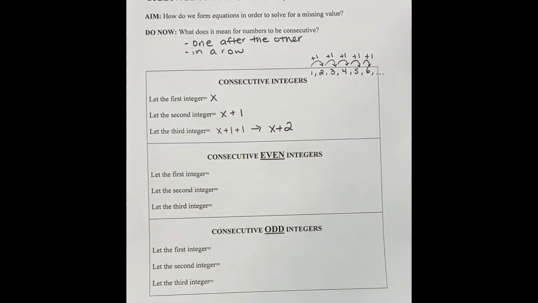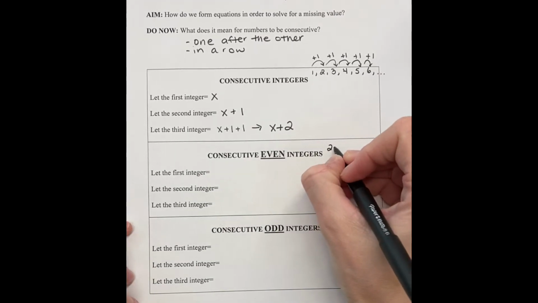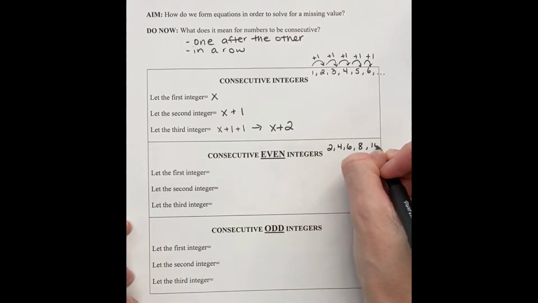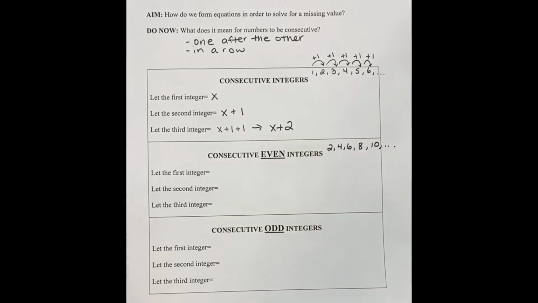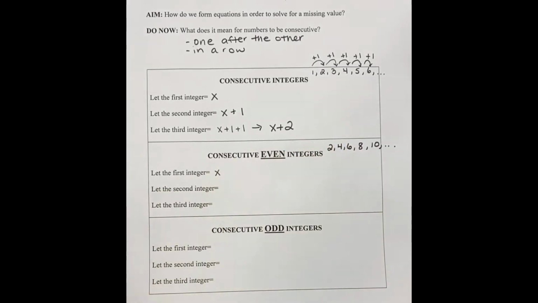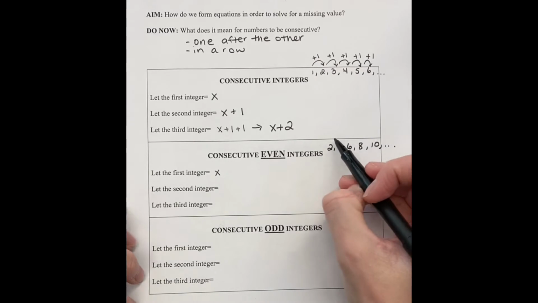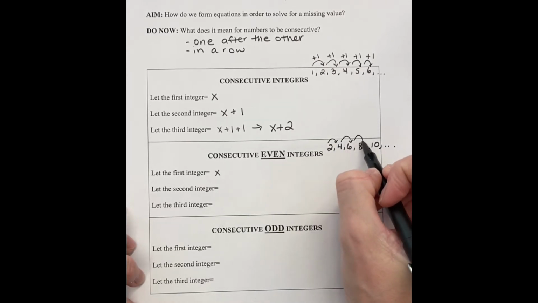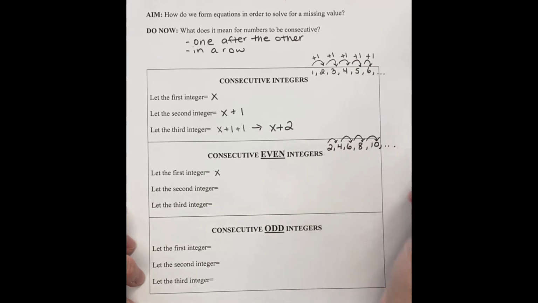What about consecutive even integers? So remember, even are those numbers that you could divide by 2, such as 2, 4, 6, 8, 10, and so on. So if I'm not telling you what the first integer is, we'll say that it's x. But how do I get to the second one? Well, how do I get from 2 to 4? And then from 4 to 6, and then from 6 to 8, and from 8 to 10.